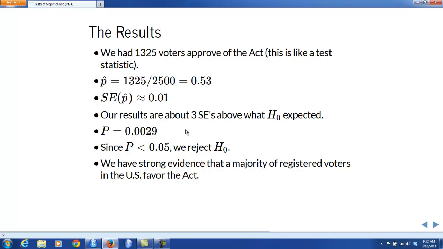That seems pretty surprising. In fact, the p-value is 0.0029. Since that's such a small chance, we're going to reject the null hypothesis. We've got strong evidence here that a majority of registered voters in the U.S. favor the act.